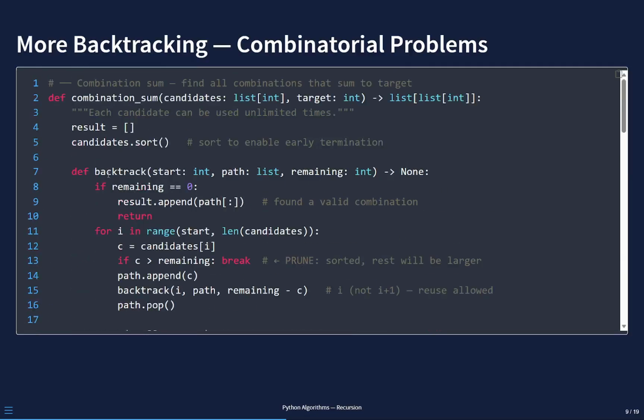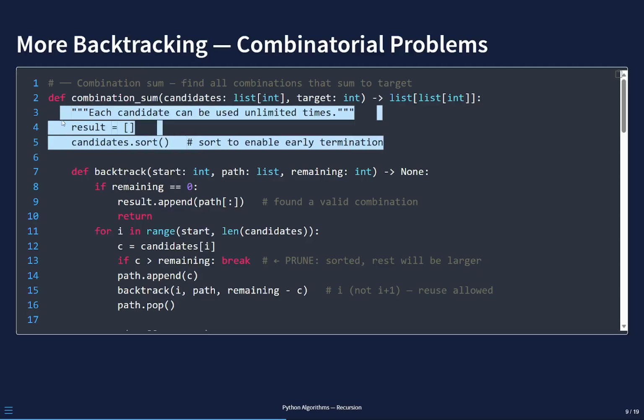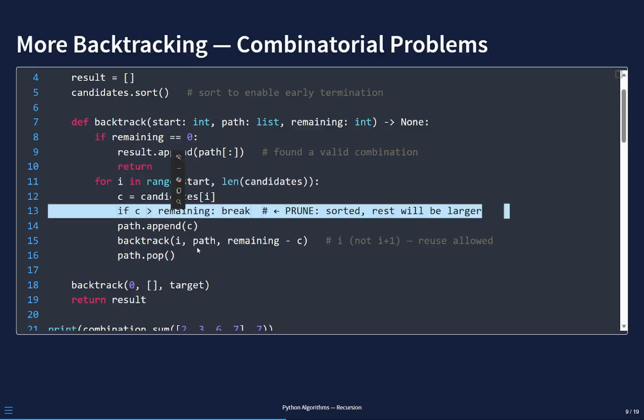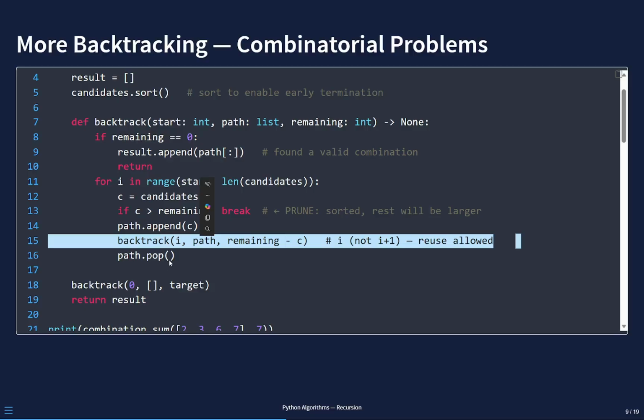Combination Sum. Find all combinations of candidates that sum to a target, where each candidate may be reused. The key insight: sort the candidates first. In the loop, the moment a candidate exceeds the remaining amount, every subsequent candidate is also too large, so we break immediately. This one-line prune can cut most of the search tree.